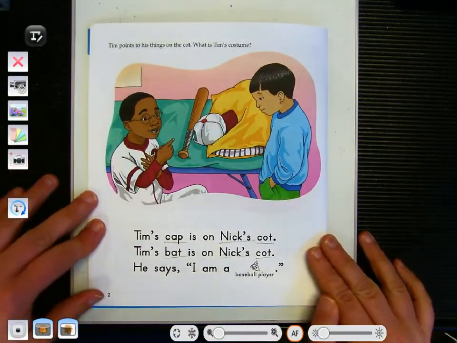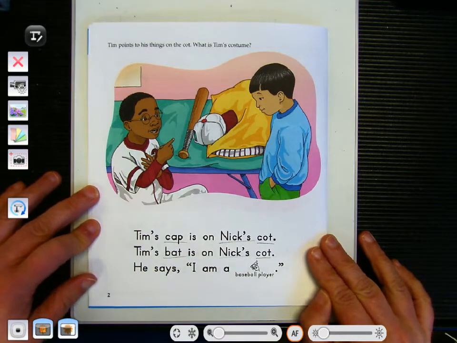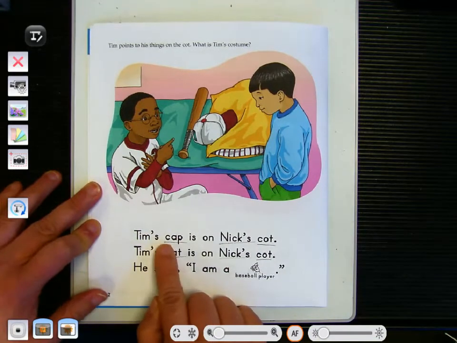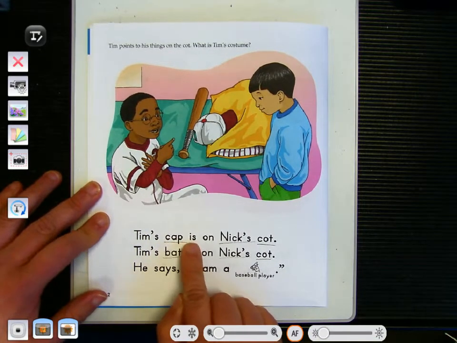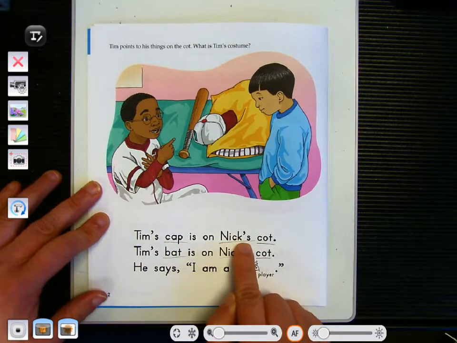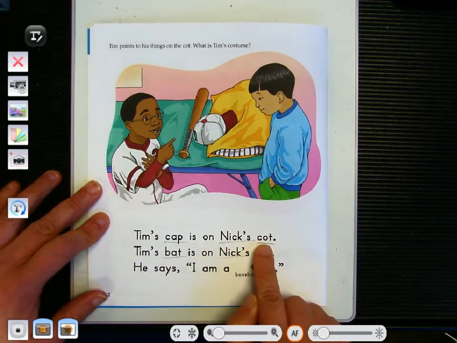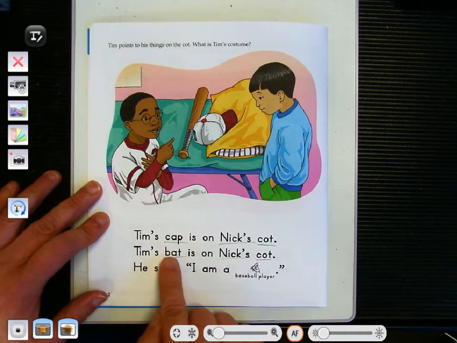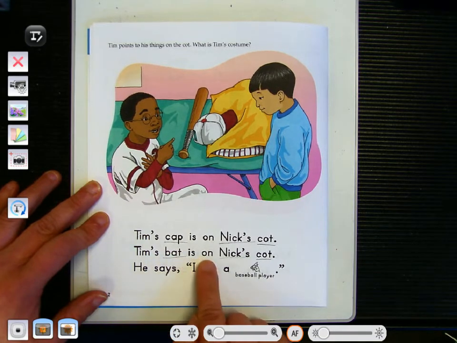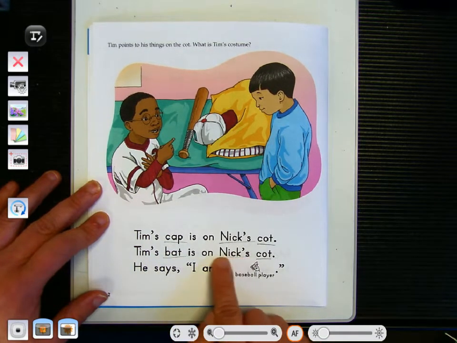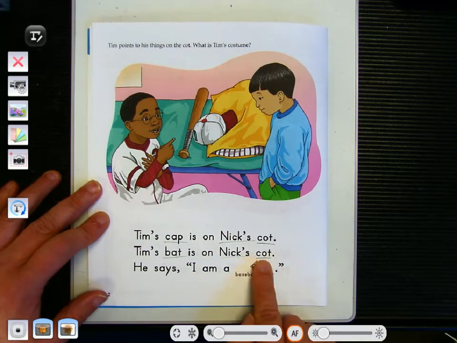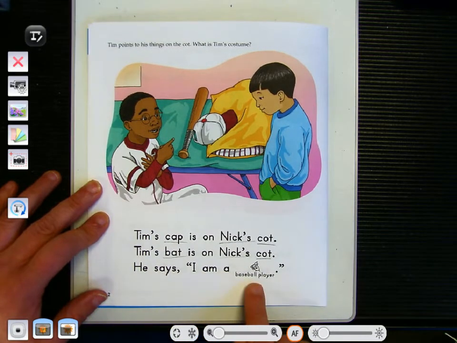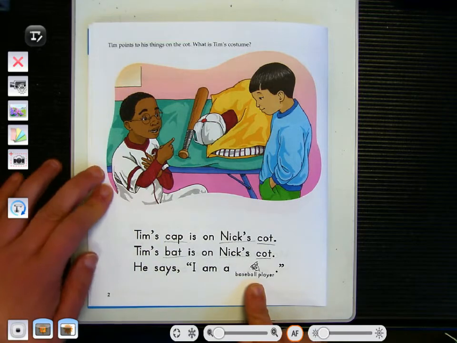Tim points to his things on the cot. What is Tim's costume? Tim's cap is on Nick's cot. Tim's bat is on Nick's cot. He says, I am a baseball player. All right, your turn.